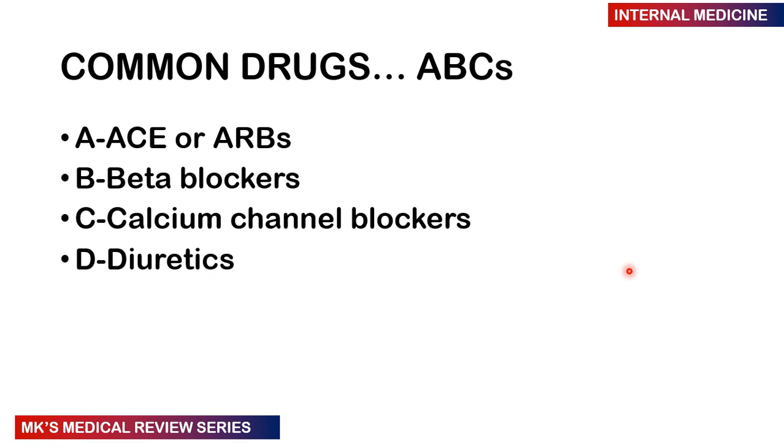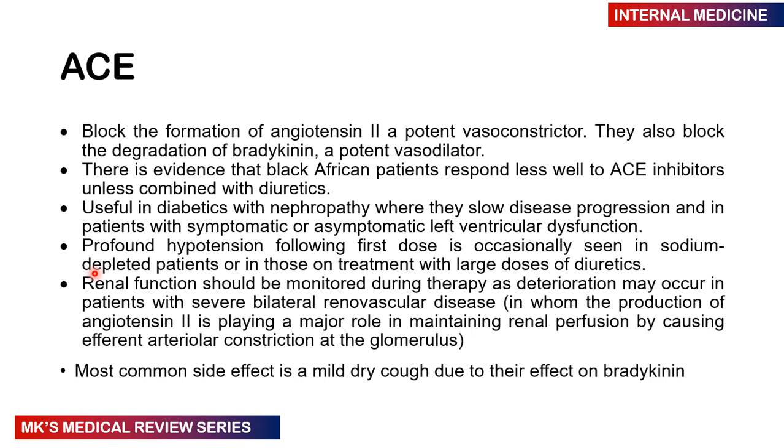So I'll talk about the common drugs, and I'll include the dosages. Then I'll give you a step-by-step guide of how you can actually use these drugs and combine these drugs to effectively manage your hypertensive patients, especially in the outpatient department, or even patients that are newly diagnosed that may be admitted to your ward. So I like to use the ABCs. A for ACE inhibitors and angiotensin receptor blockers, B for beta blockers, C for calcium channel blockers, D for diuretics. So we'll start with the ACE inhibitors and ARBs.